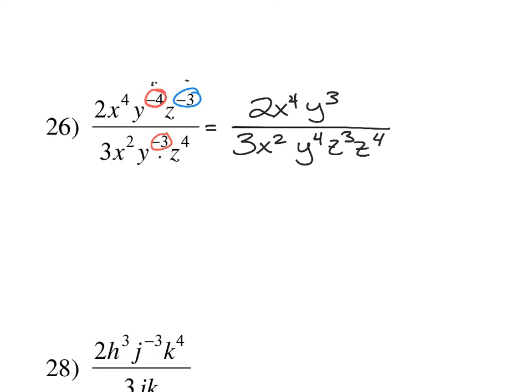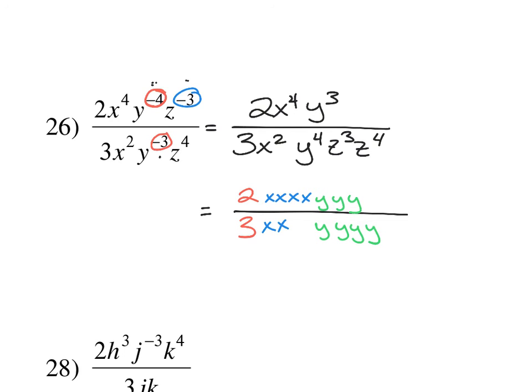Now that's complicated looking, so let's go ahead and write it in expanded form so we can use the rules. We have the numbers 2 divided by 3, which doesn't actually divide, we'd end up getting a decimal. Then we have 1, 2, 3, 4 x's, and 1, 2, 3 y's. In the bottom I have 1, 2 x's, 1, 2, 3, 4 y's, 1, 2, 3 z's, and 1, 2, 3, 4 z's. Just like before, if the same number is on top and bottom, I can eliminate them because they reduce to 1.